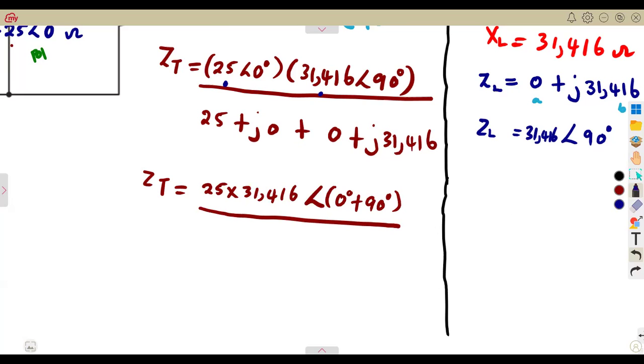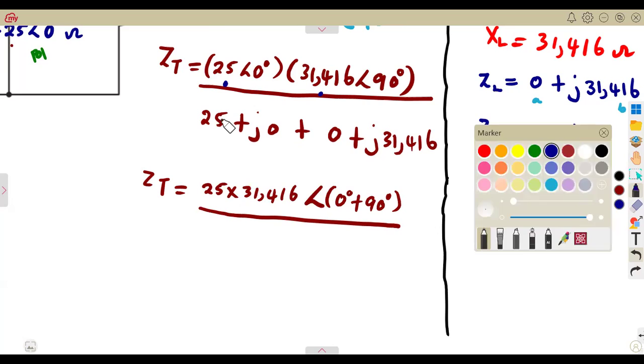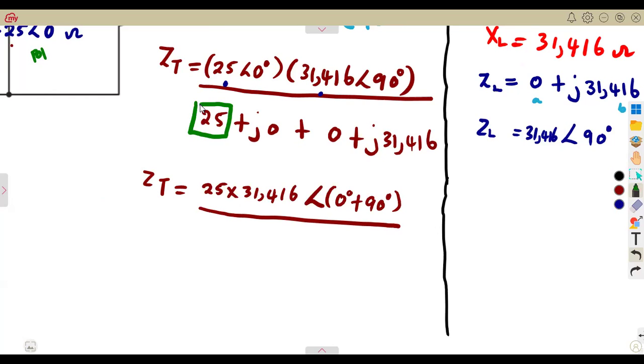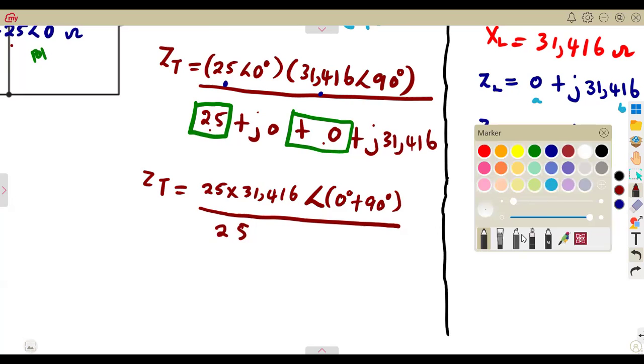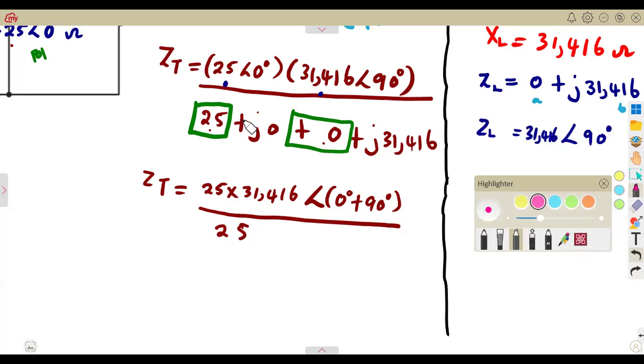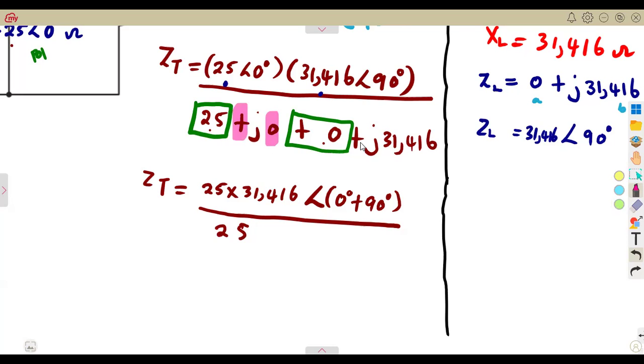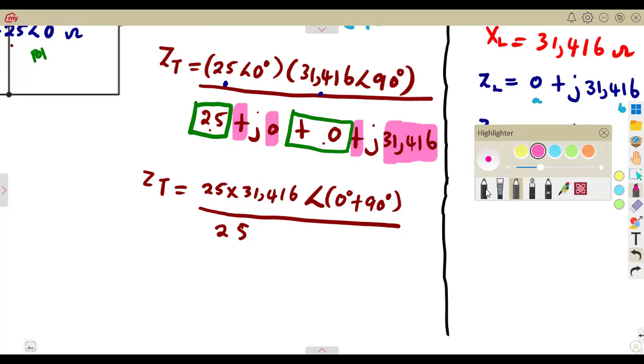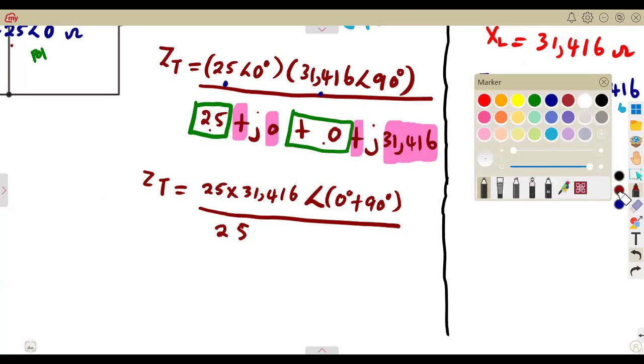In rectangular form, I said it's easier for you to add, since you can add the real terms together where we do not have a J. So that's 25 plus 0, which is 25. And we can add the imaginary terms where we have a J. So that's J0 plus this J31,416. We are simply adding these two numbers that we are seeing there.